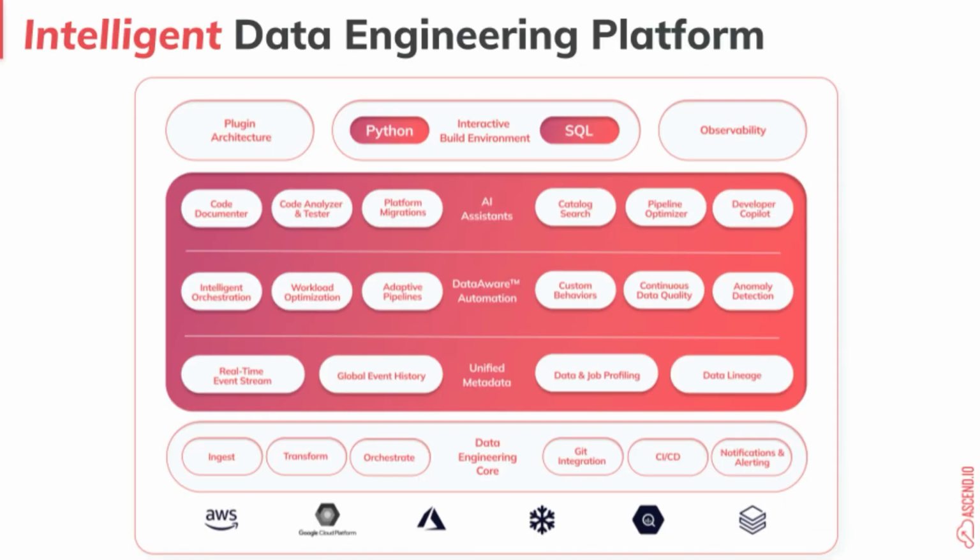So if we give this some more context and some more layers, some more depth, we see our data engineering core here, unified metadata that's being collected, our data-aware automation engine, and those AI assistants. And really at the top here, we have that plugin architecture that we've talked about before, but we also have this suite of observability features. Because we have all of this metadata, because we see so much of what's happening in your system, it gives you some really great capabilities on observability.